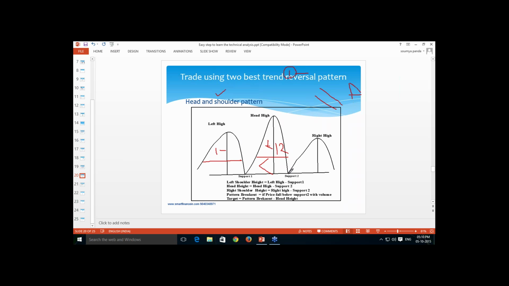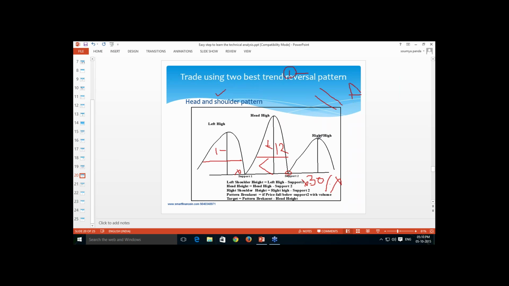Whenever this head is generating, this is support 1 and support 2. The support 2 must not be lesser than support 1. So support 1, whatever x value you are forming this particular support, the support 2 must not be lesser by 30% from this support 1. If support 1 is x, support 2 should not be x minus 30% of x. So that is also a rule, you have to fix it. Then you can say that this head formation has become successful.